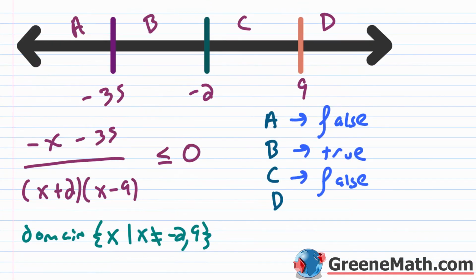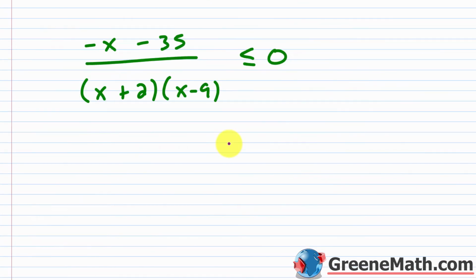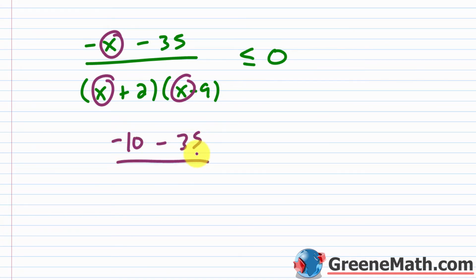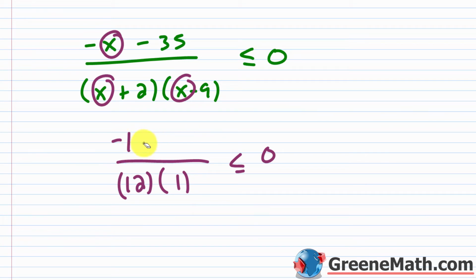All right, then for region D, we can pick 10. Let's plug in a 10 here and here and here, and we just have to be really careful. We have the negative of 10, so this is -10, then -35, over 10 plus 2, that's 12, and then 10 minus 9 is going to be 1. Is this less than or equal to 0? Well, -10 minus 35 is -45. So this is -45.